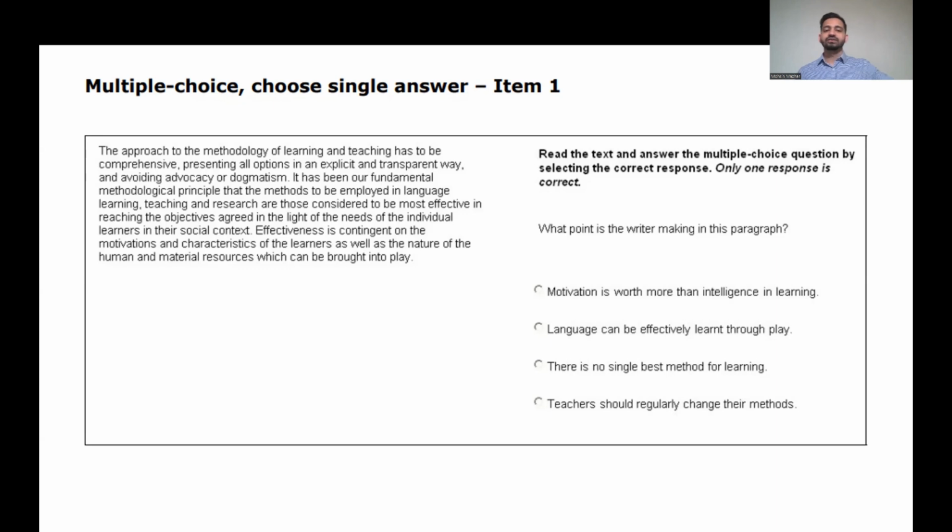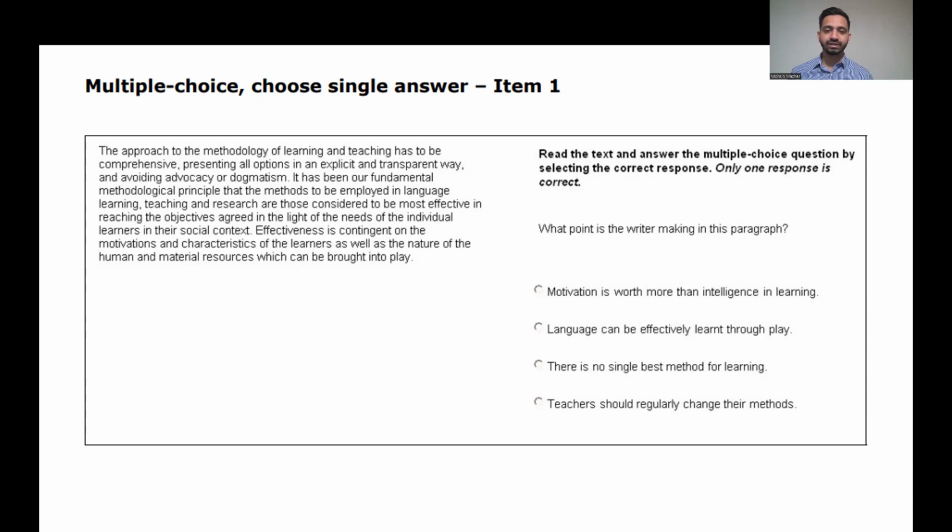So it says that effectiveness is contingent on motivation as well as the characteristics of the learners, and intelligence would be part of the characteristics. So it doesn't say that motivation is more, so I can eliminate the first one because it doesn't say that it's worth more than intelligence in learning. Next, language can be effectively learned through play. It doesn't mention that; resources can be brought into play, but that doesn't mean that language can be learned through play. So I can eliminate that as well.